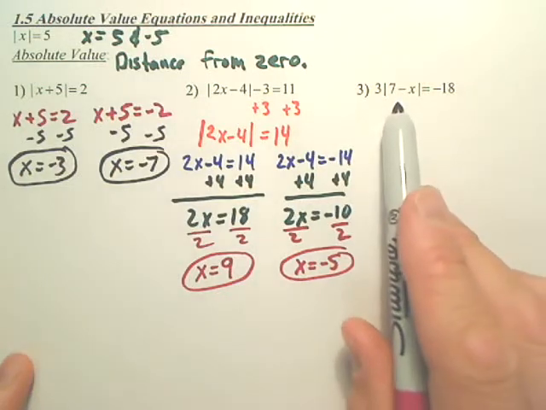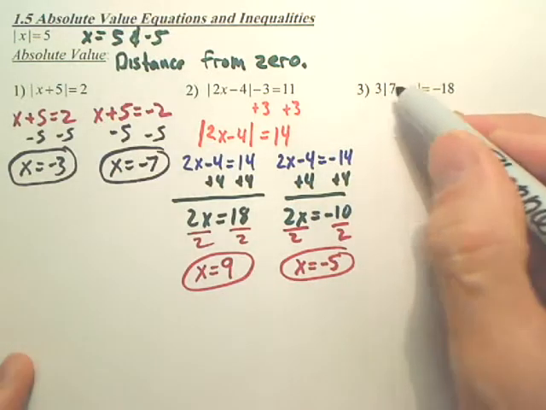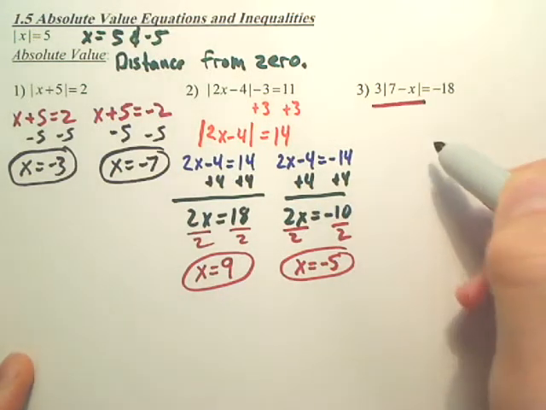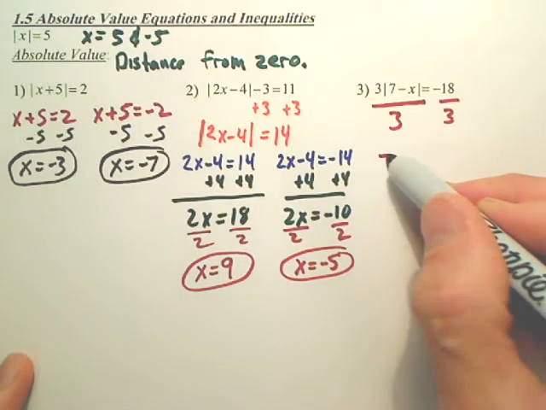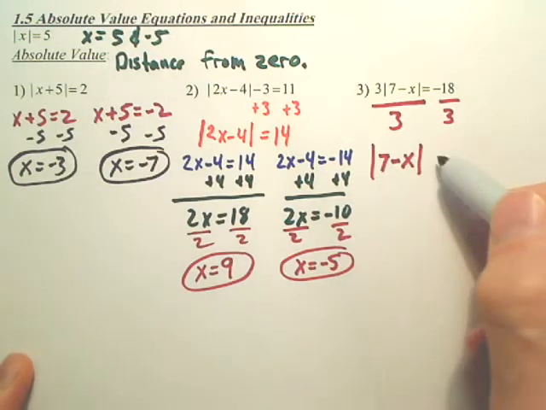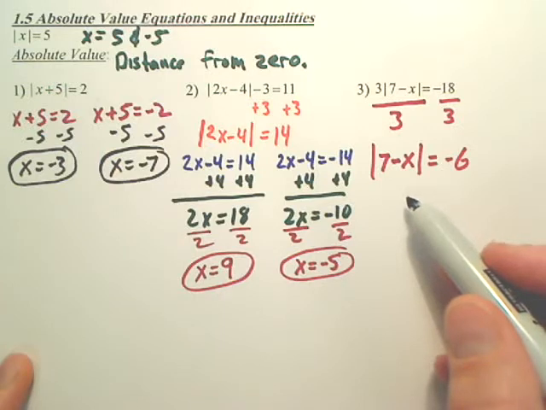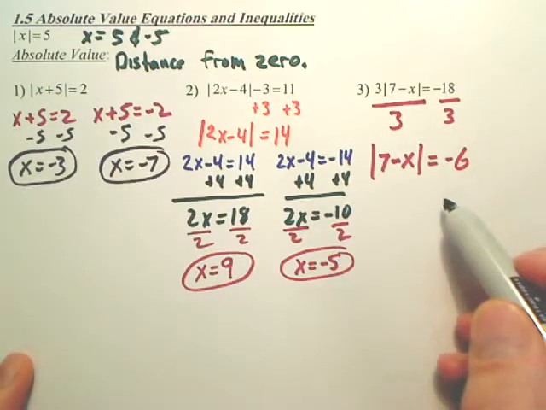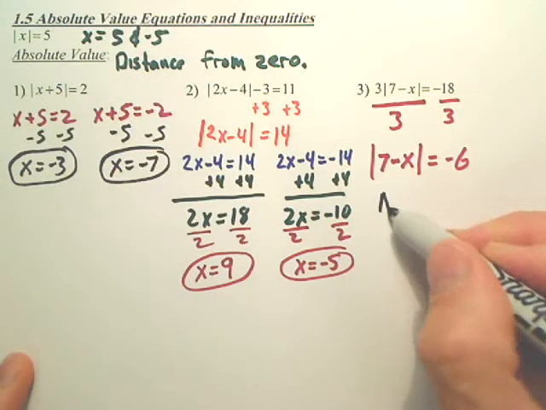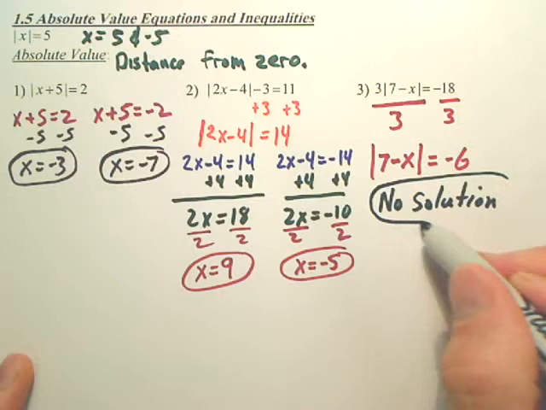Number 3. Is the absolute value isolated? So what do? That's 3 times the absolute value, so the opposite of times is divide. Those cancel. We now have 7 minus x, absolute value, equals negative 6. What do we do next? You make the 2 problems. You make the 2 equations. Actually, no. I'm smarter than this problem. I look at it and I go, this is impossible. I can stop.